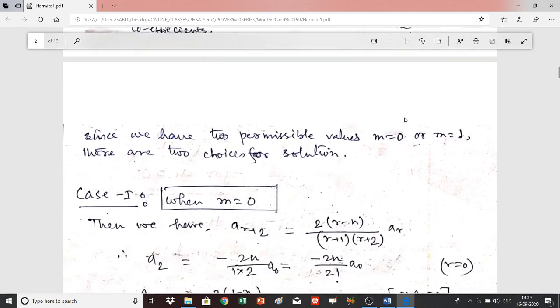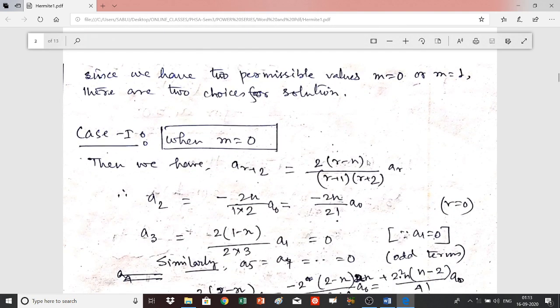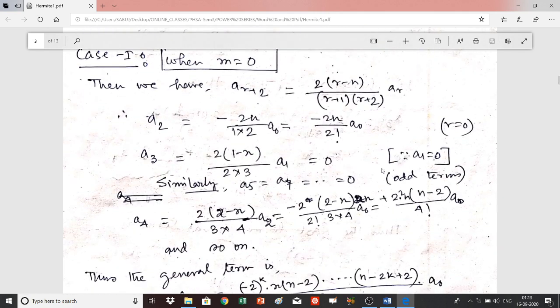This is written here. So this is equal to 2 into (r minus n) over (r plus 1)(r plus 2) into ar. Now for r equal to 0, you will have a2 equal to minus 2n by 1 into 2 a0, that is equal to minus 2n by 2 factorial into a0.